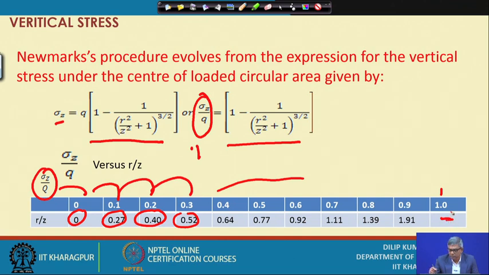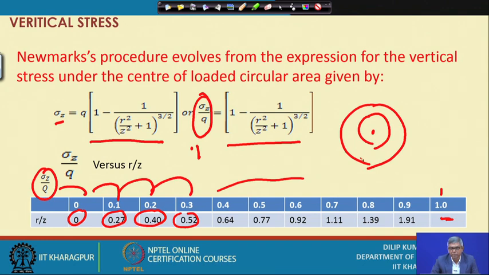So, what is the meaning of it actually? If I want to find the pressure intensity at a particular depth, I can think of different radii of circle, and at the same depth I can find what the pressure could be. By using this, a chart can be prepared, and that is called Newmark's chart.